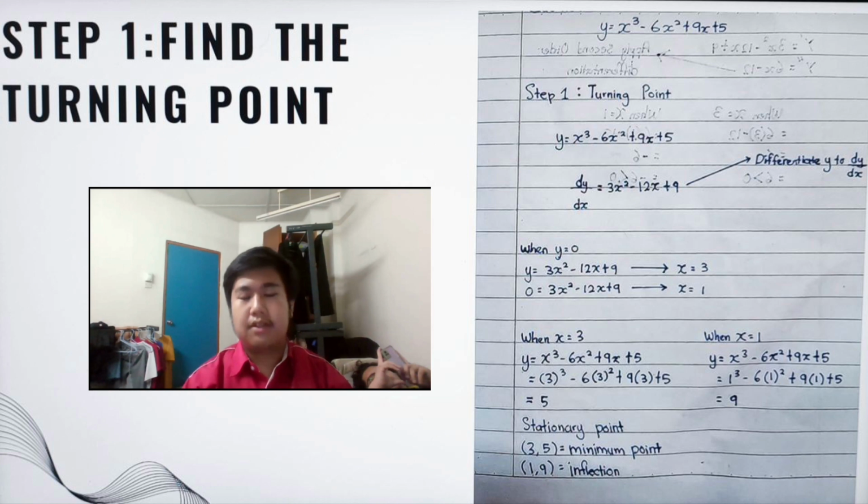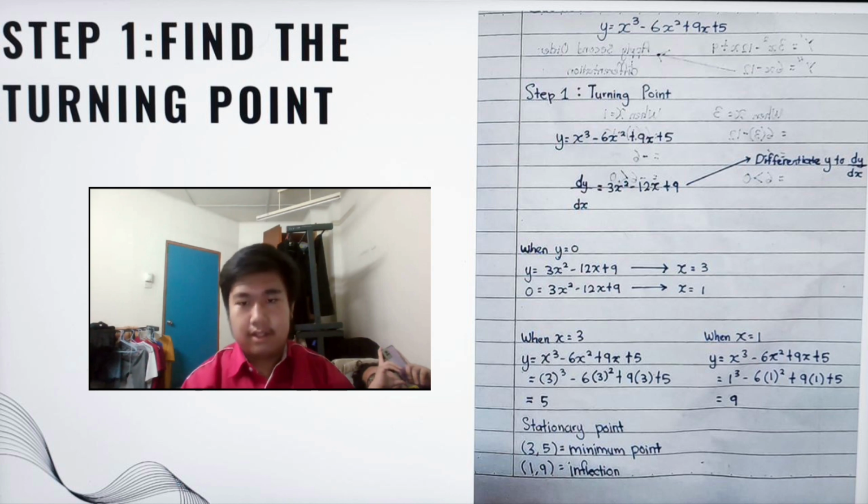First of all, we differentiate y to dy/dx. The value that we get is 3x square minus 12x plus 9. After that, we set it up as a quadratic equation and use a calculator. The values that we get are x1 equals 3 and x2 equals 1.